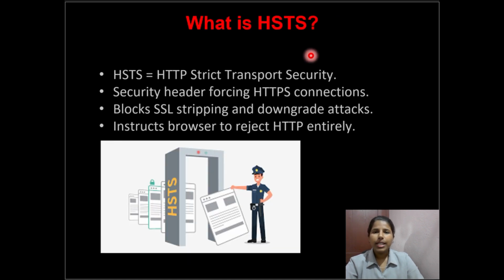So HTTP plus an SSL certificate makes HTTPS, which is the secure protocol we use for communication. Now we can see what HSTS is. It means HTTP Strict Transport Security. The security header forces the HTTPS connection and blocks SSL stripping and downgrade attacks. It instructs the browser to reject HTTP entirely. So this is how HSTS works.